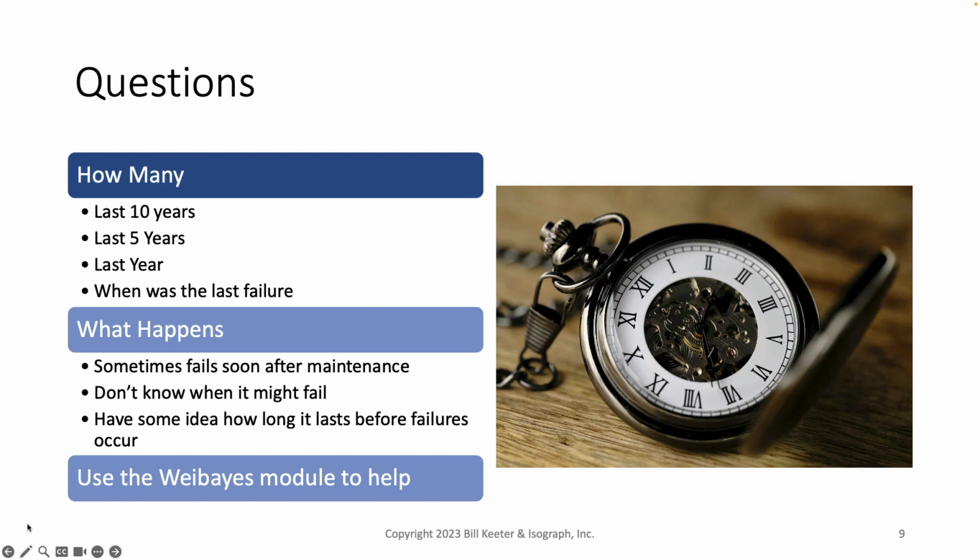Now, if we have some idea that it will last a while into the future, but if it goes too long, we'll start seeing more failures, we know that indicates to us there's a wear out, and we'll want to try to come up with a failure shape that makes sense for that wear out. And we can use the Weibayes module to help us do that.